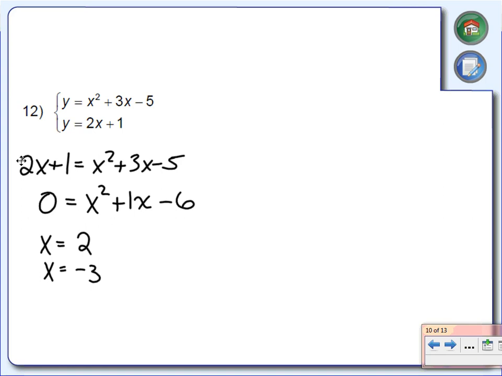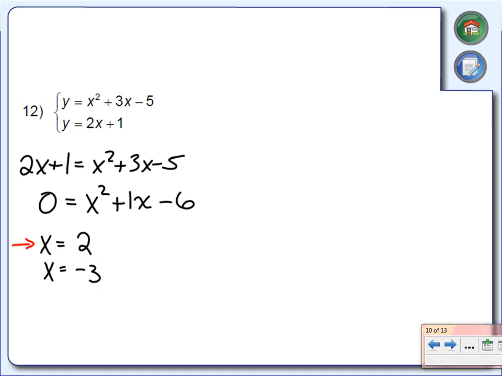But remember, the answers we're looking for are ordered pairs. This is not an ordered pair, guys. All we did was find the x values. We still need to figure out what the y values are. So I'm going to start right here with this 2. I want to know what's the y value when the x value is a 2. How are we going to figure that out?